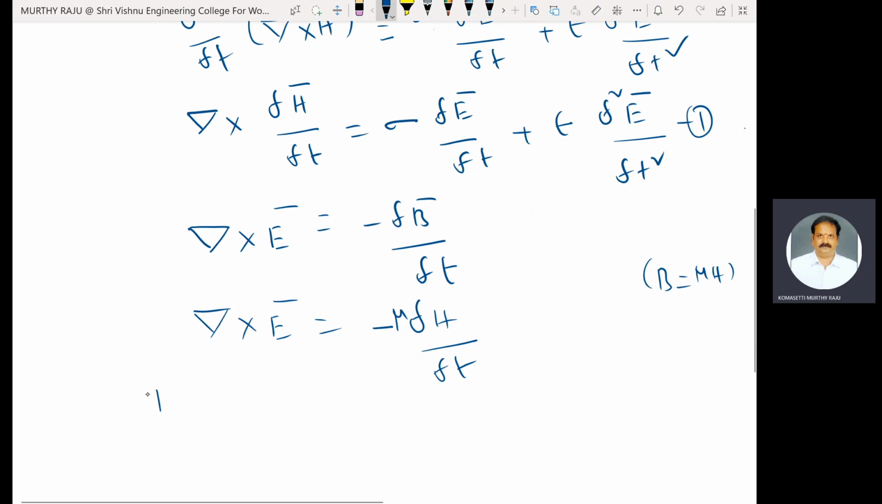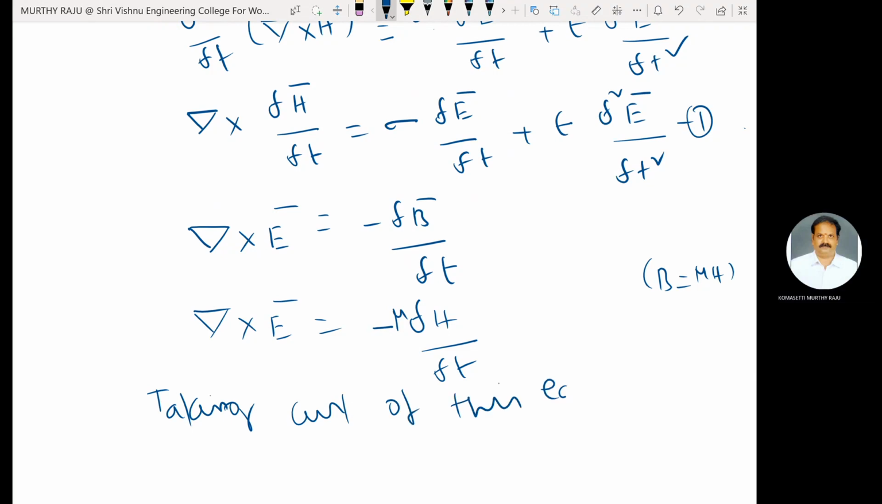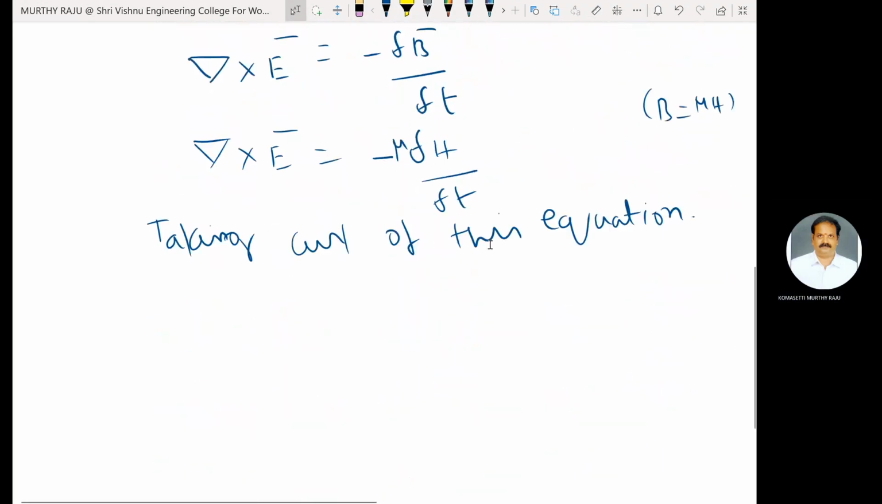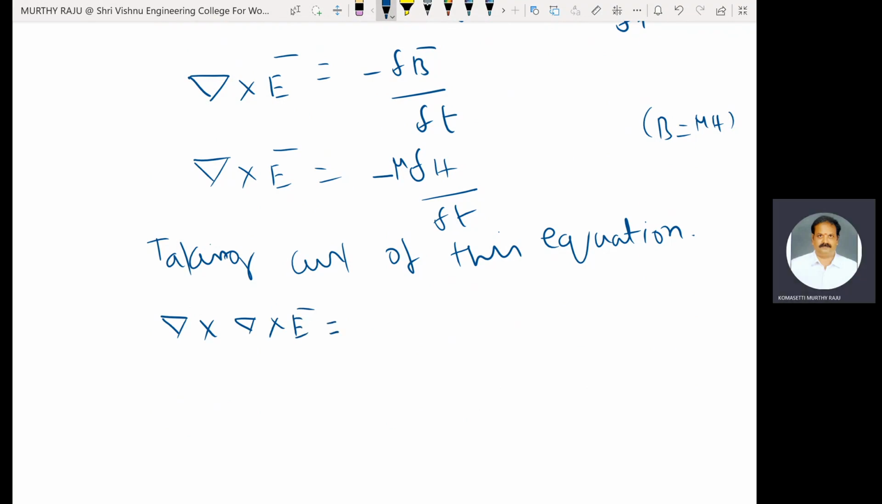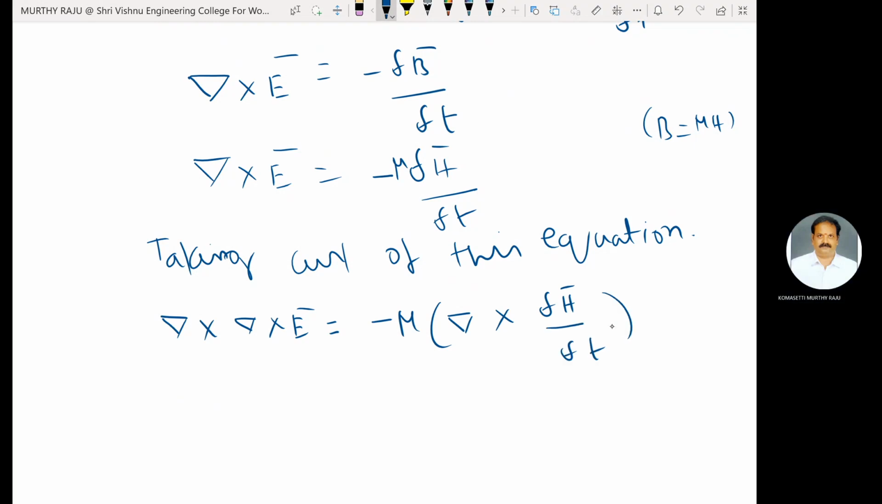Taking curl of this equation, that is, del cross del cross E bar is equal to minus mu del cross dou H bar by dou T.